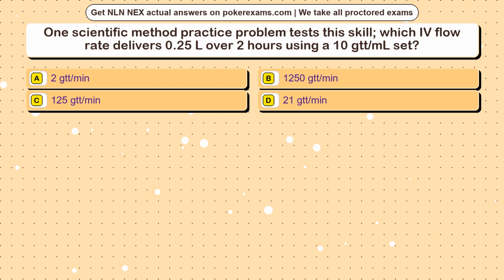Question 11. One scientific method practice problem tests this skill, which for flow rate delivers 0.25 L over 2 hours using a 10 GDT/ml set? Option A, 2 GDT/min. Option B, 1250 GDT/min. Option C, 125 GDT/min. Option D, 21 GDT/min.